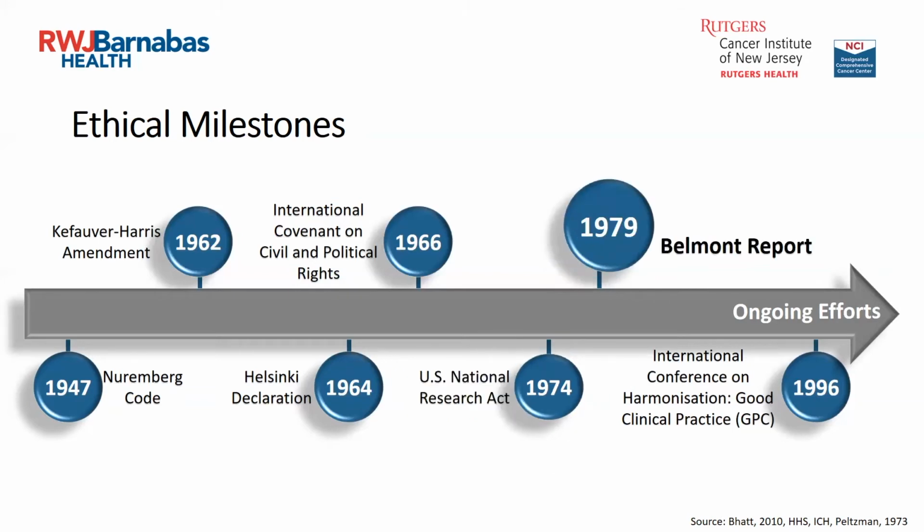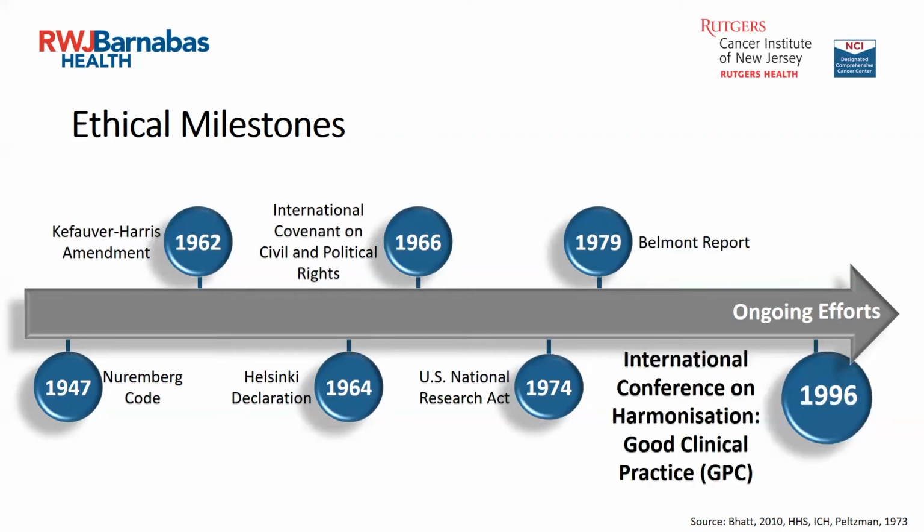In 1979, the Belmont Report gave us the Institutional Review Board, which we'll also cover later in this presentation, and the importance of respect for persons, beneficence, and justice or equity in research. In 1996, the International Conference on Harmonization made these protections international. All of these regulations were put into place to protect people when they participate in clinical studies, and they continue to be updated as needed.